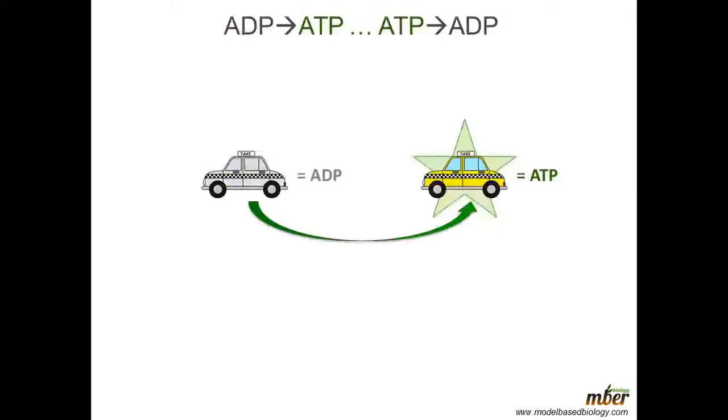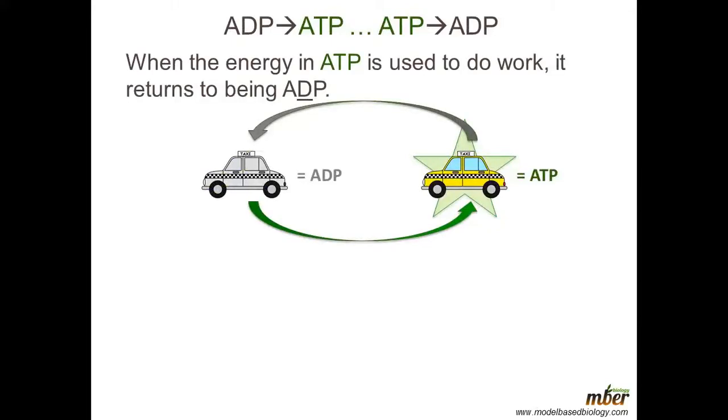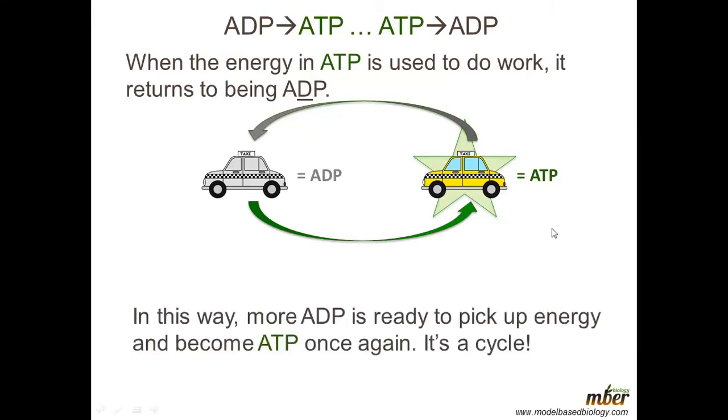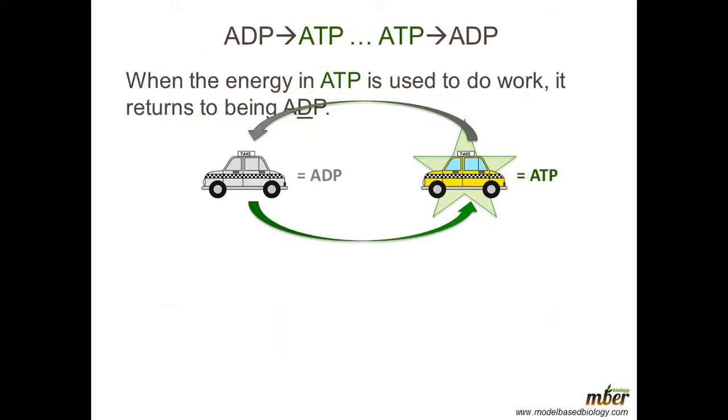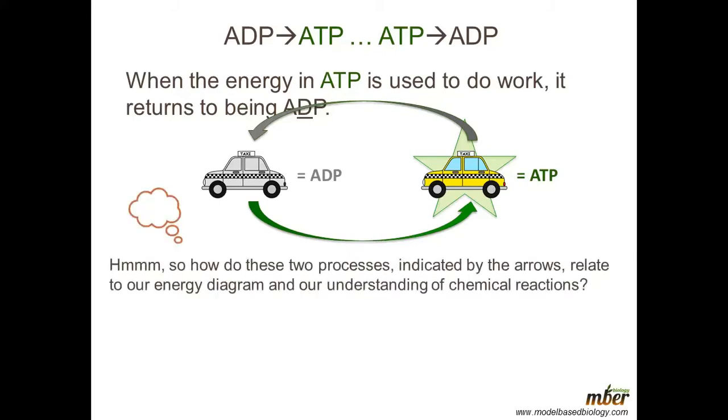Okay, so then we're going to look at what happens to it. When the energy in ATP is used to do work, it returns back to ADP. So you can see this cycle going on. In this way, more ADP is ready to pick up energy and become ATP once again. There's our cycle. When the energy in ATP is used to do work, it returns to being ADP. So we know that. So how do these two processes, indicated by the arrows, relate to our energy diagram and our understanding of chemical reactions?